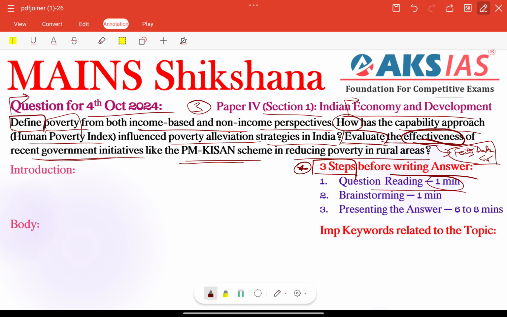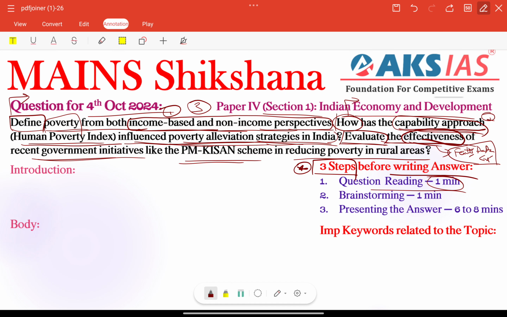Next, coming to keywords, both income based and non-income perspectives is the first important thing. We need to define these particular important poverty related definitions. Next, how has the capability approach, also very important, second important, right? Here we are taking the human poverty index. Next, influenced poverty alleviation strategies in India is another important point. In this part we can include both these important keywords, capability approach and influencing poverty alleviation strategies in India, right?